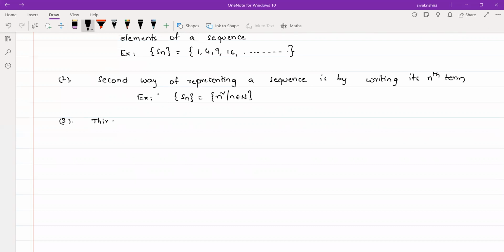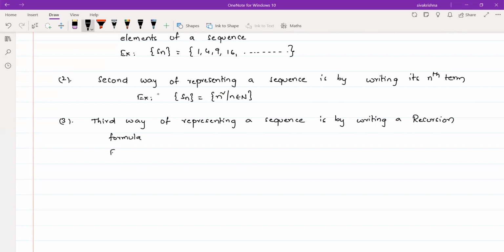So the third way of representing a sequence is by writing a recursion formula.